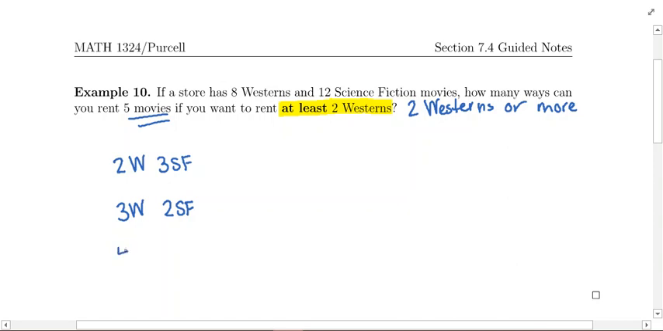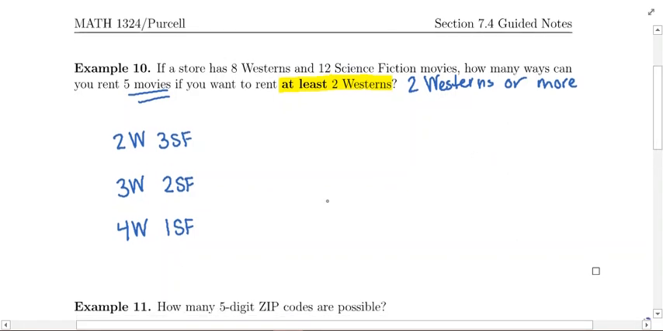Or you could do 4 westerns and then 1 science fiction film. That would work. And then the last possibility would be to do all 5 of them being westerns and 0 science fiction movies. So each of these 4 possibilities satisfies this condition. You've got a total of 5 movies and at least 2 of them are westerns. So there are 4 different options here. What we're going to have to do is calculate the number of ways each of these possibilities can be done.